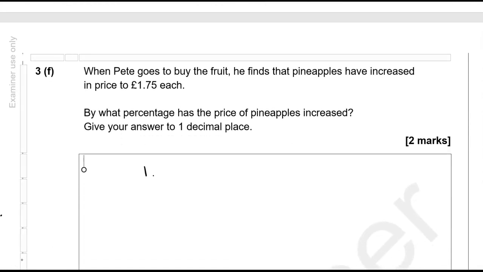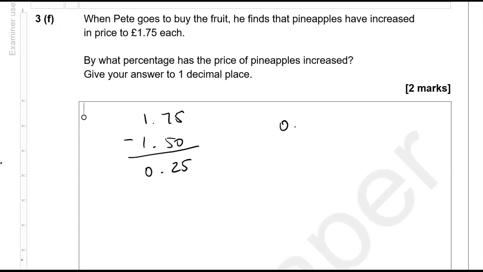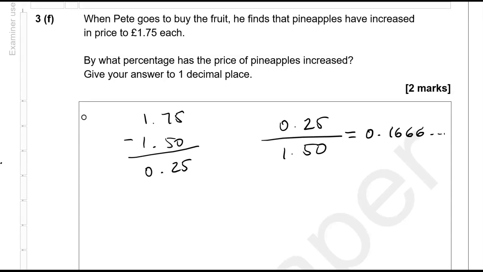So we're going to do £1.75, take away £1.50, gives us 25 pence. So there's been a 25 pence increase. That is 0.25 out of the 150, the original price. So plugging this in the calculator gives us 0.166 and so on. So 6 recurring.